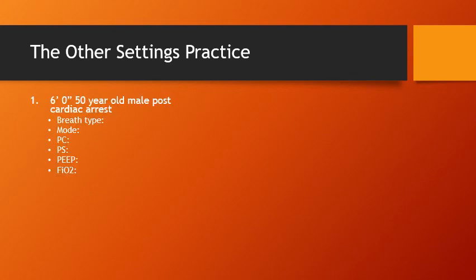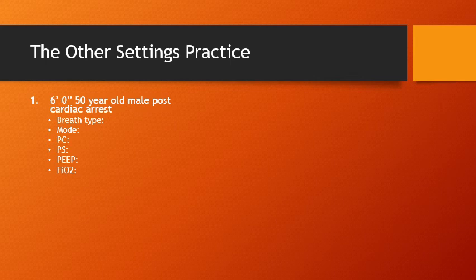So our first patient is our 50-year-old male post-cardiac arrest. We need to figure out his breath type, what mode we're going to put him in, what his pressure control would be if we're in pressure control breath type, what his pressure support will be if we're in SIMV mode, what PEEP we're going to start him out on, and then what FiO2. So let's go through these together and think about them yourself and see if you would have chosen the same things. As far as breath type, we can use either volume control or pressure control. Either of them is perfectly adequate.